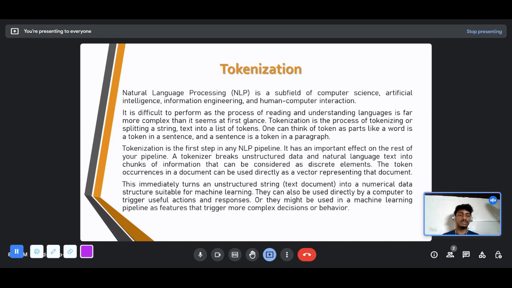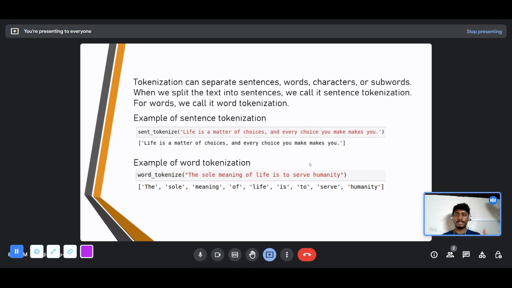They can also be used directly by a computer to trigger useful actions and responses, or they might be used in a machine learning pipeline as features that trigger more complex decisions or behavior. As we can see, tokenization in simpler words can separate sentences, words, characters, or subwords.